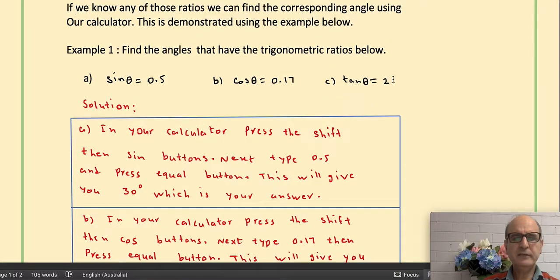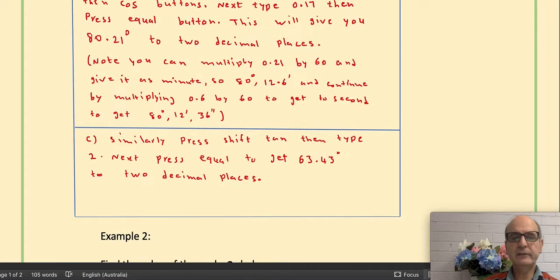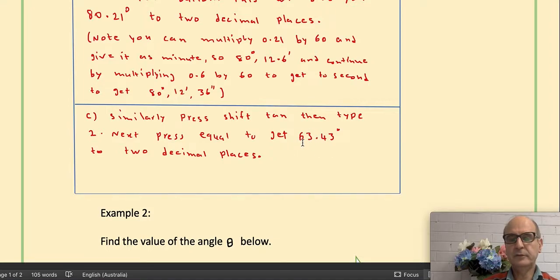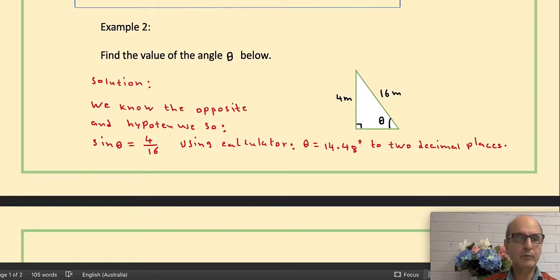For part C, we know the angle has a tan of 2. But how much is the angle itself? Again, use your calculator, press shift, press tan, type in 2, press equal, and the display will give you the angle, which will be 63.43 degrees to 2 decimal places. And again, if you want to go to minutes and seconds, you can do as we explained before.